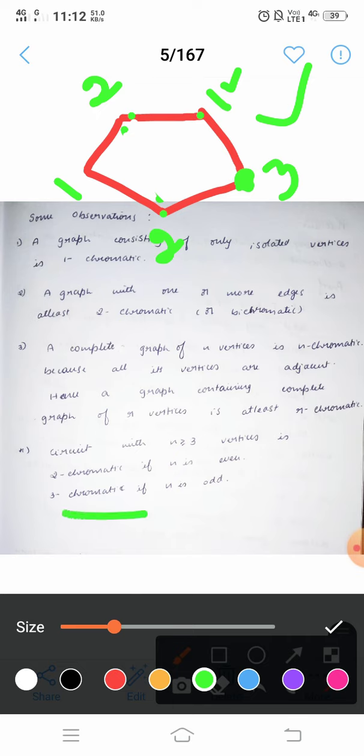If I take the circuit with 7 vertices, even then I need a minimum of 3 colors to paint that graph. If you take any circuit with an odd number of vertices, you need only 3 colors to paint that graph, a minimum of 3. So any circuit with an odd number of vertices is 3 chromatic.